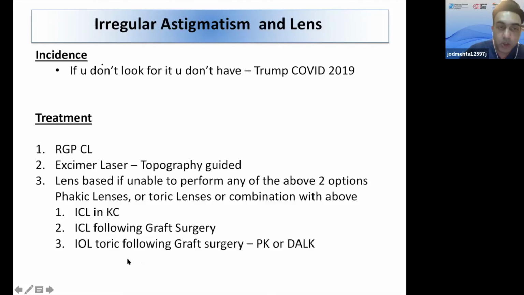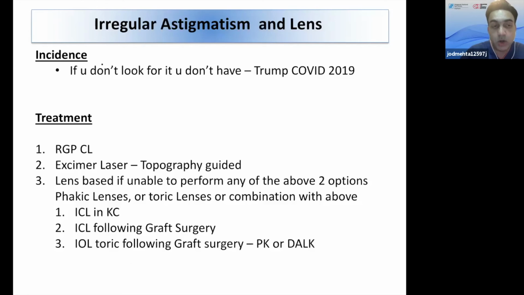The treatment for a lot of irregular astigmatism is based on three things. One is rigid gas permeable contact lenses, which will neutralize the effect of the irregularity on the surface. It can be excimer-based treatment, which is normally topography-guided to smoothen out the surface. A lot of times you can't get complete smoothing of the surface, but you're trying to get it a little bit more even. Or it can be lens-based surgery, and this may be performed with one of the other two things as well.